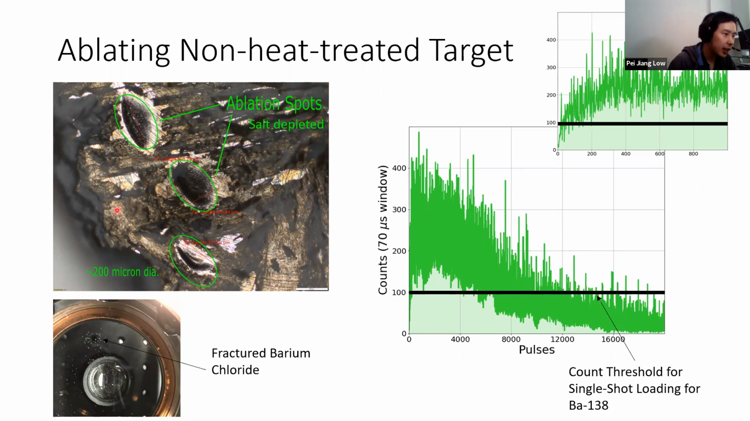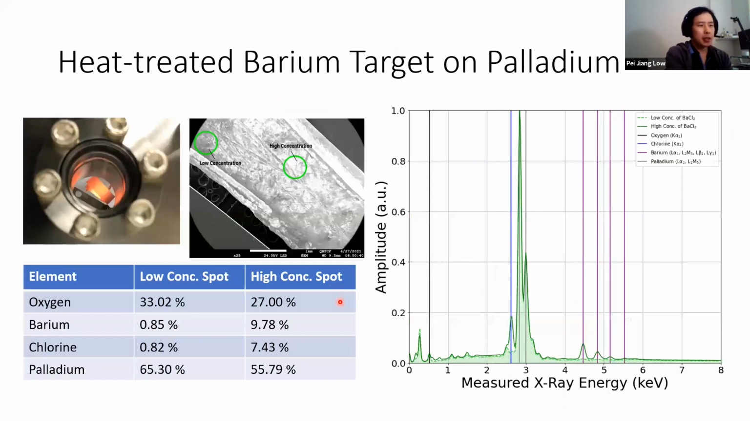And in addition to this, we also see that after doing this experiment, at the bottom of our vacuum chamber, there are these fractured off barium chloride salt pieces as well. So it seems that if you do not heat treat your target, as you ablate it, it really does just blast off some barium chloride flakes, and then they just fall off into the vacuum chamber as well. So this is likely why our low volume target was not working. So it seems that we need to heat treat our targets, and that is what we did.